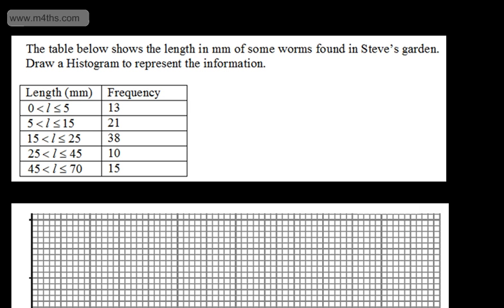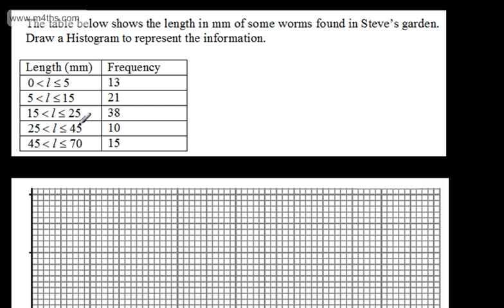So let's start off. It says here the table below shows the length in millimetres of some worms found in Steve's garden. We're asked to draw a histogram to represent the information. So what we have here is the length and the frequency. This is continuous grouped data. It's continuous by the fact that it will take any value between 0 and 5, 0 not included, 5 included, and it's grouped because I've taken 0 to 5, 5 to 15, 15 to 25, and so on. We can see that these classes are unequal: 5, 10, 10, 20 and 25.